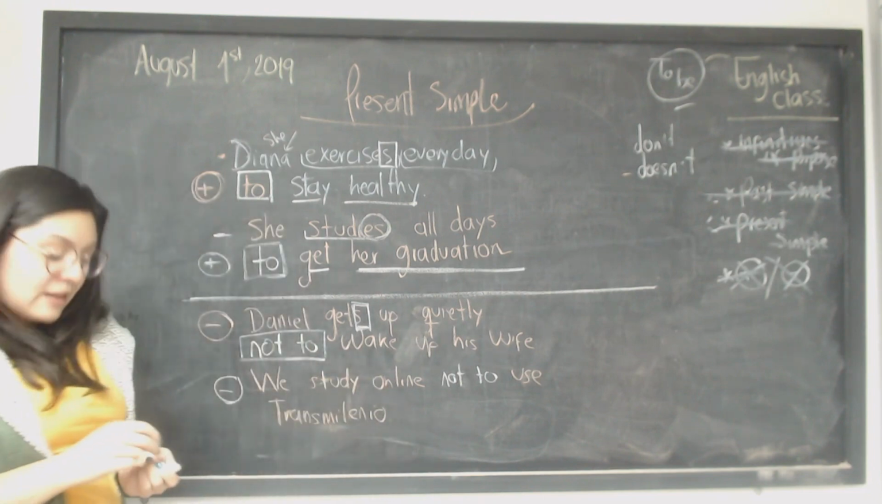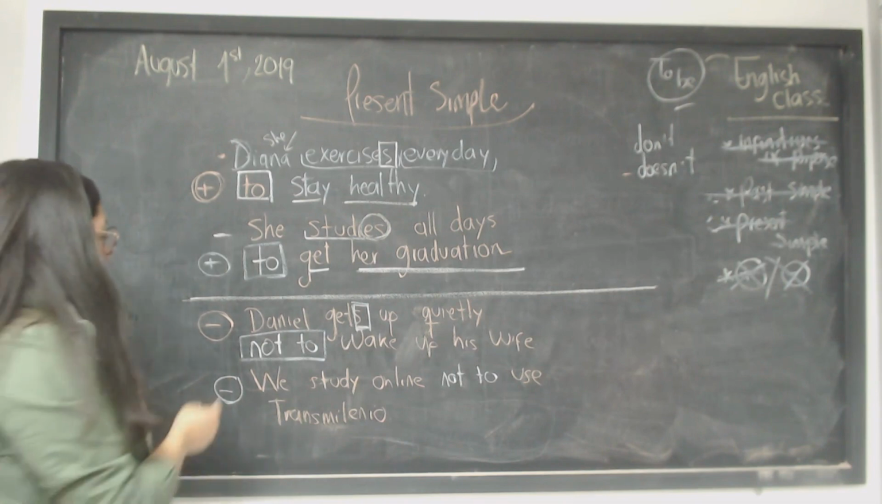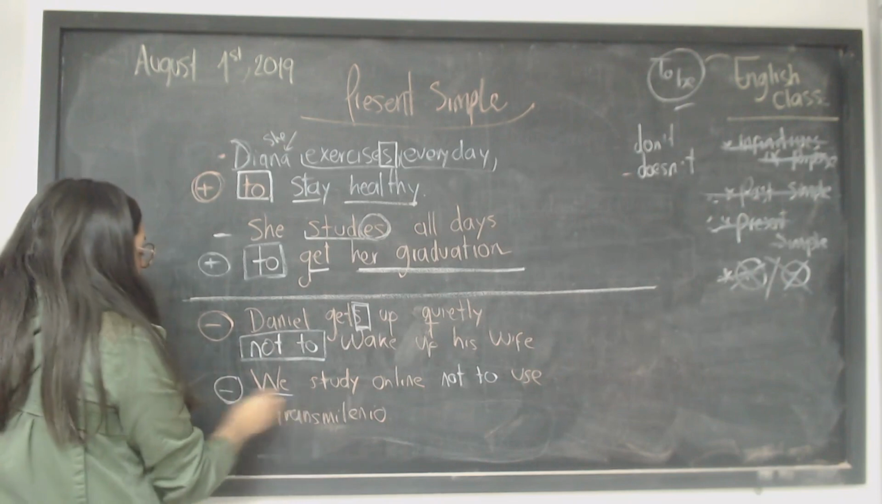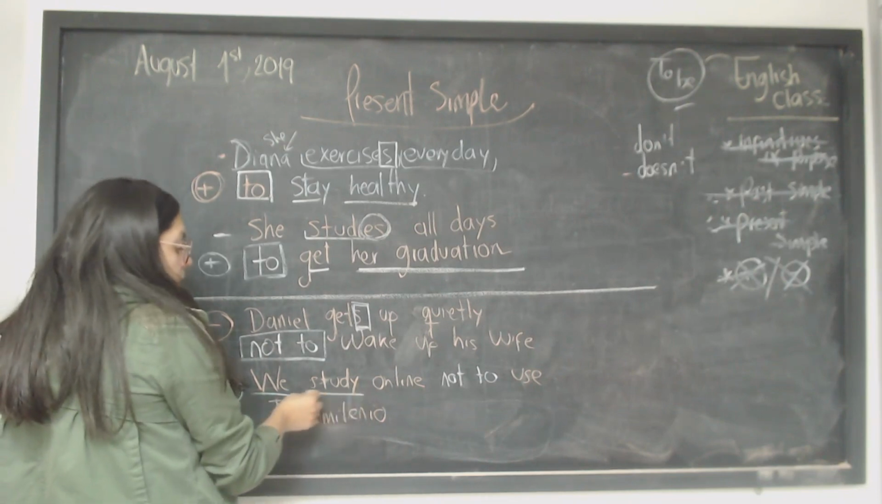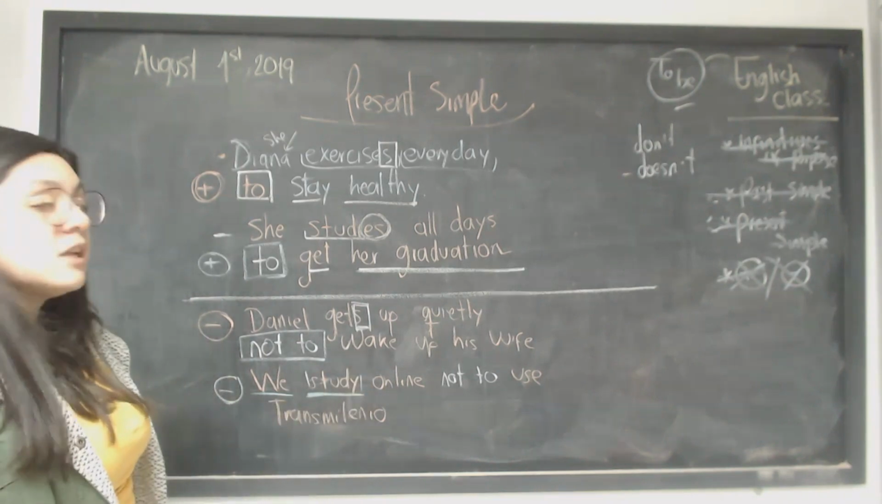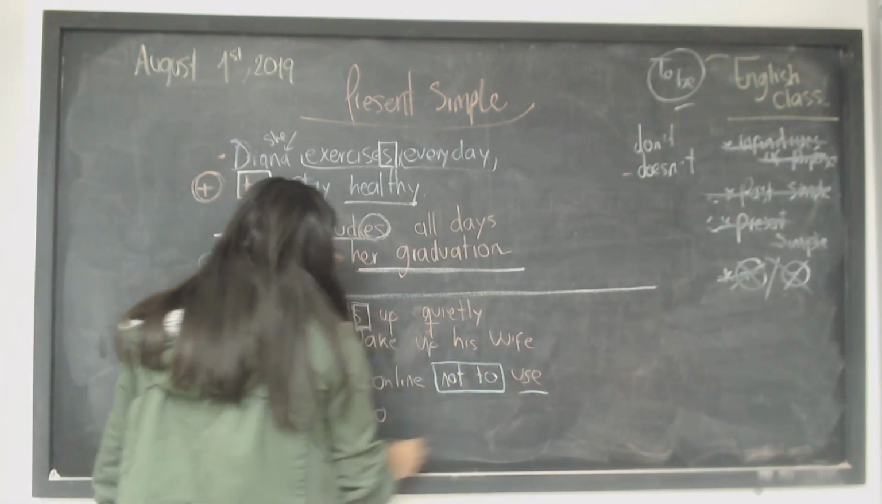So let's see this one. This one is like a funny joke. Esta es como una broma. So we study online not to use transmilenio. So we, it is a pronoun and it is a plural. Acuérdense que es un plural. So the verb is the same. El verbo se queda igualito. We study, nosotros estudiamos en línea, not to, para no utilizar transmilenio.